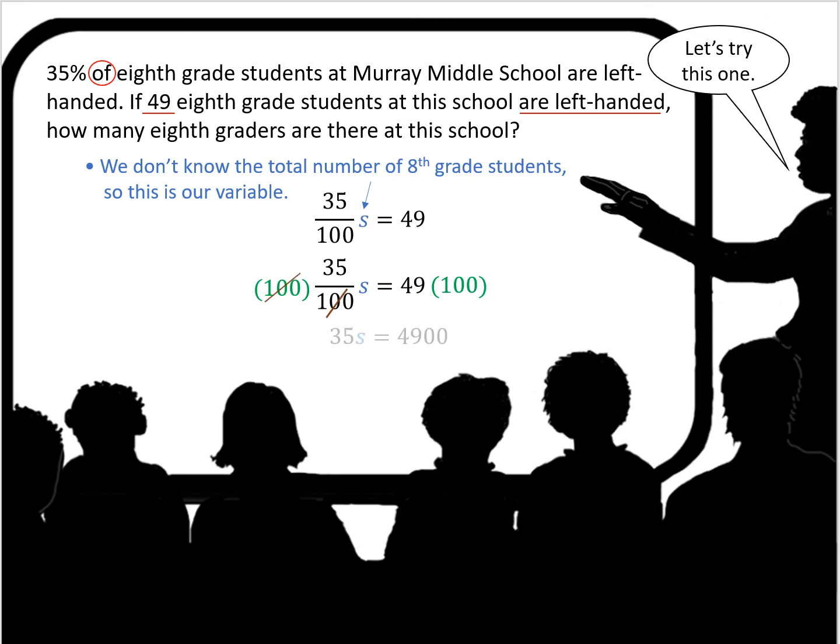Just like you saw in the last problem, we multiply both sides by 100 to eliminate the denominator, and then we divide both sides by 35 to isolate the variable. When we do so, we find that the total number of 8th grade students is 140. If I were to take 140 and multiply it times 0.35, which is a decimal of 35%, I would end up with 49.